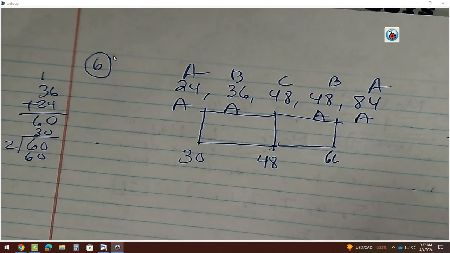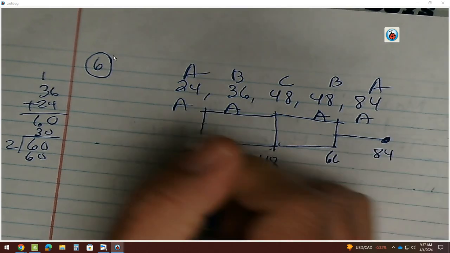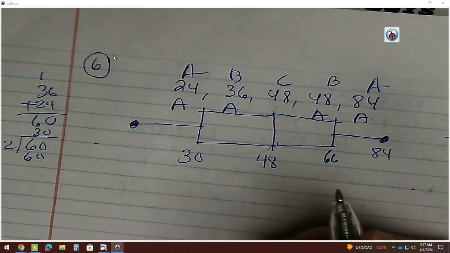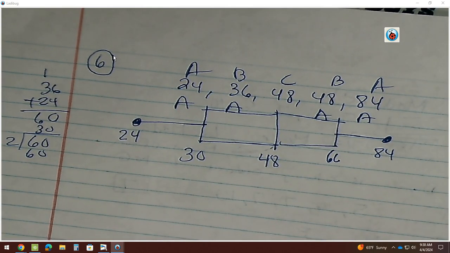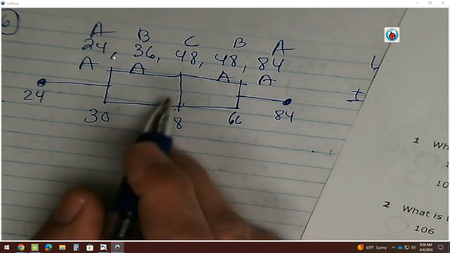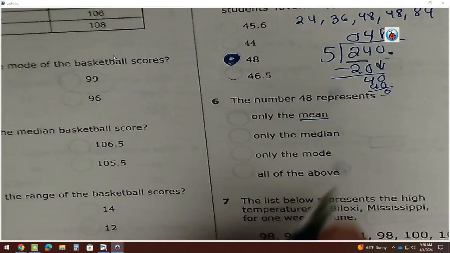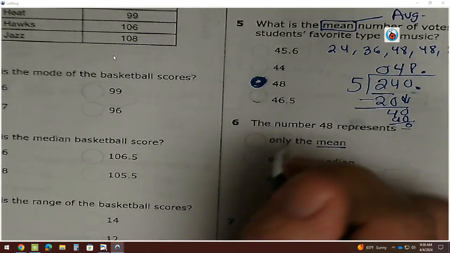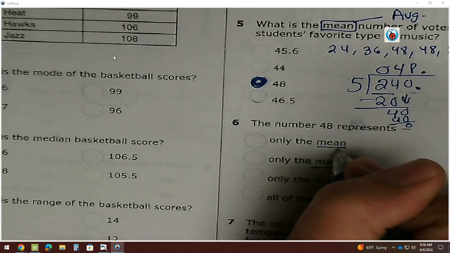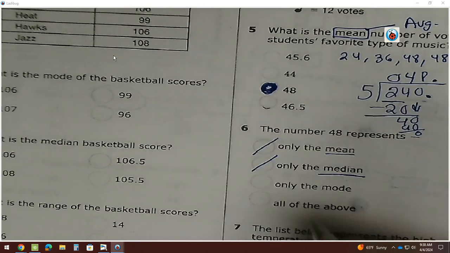What are we missing now? The whisker. So draw your whisker, and who's there? The upper extreme is 84. And the lower extreme is who? 24. Now that we have that, was the median 48? Did you just say yes or no? So let's underline and say, you know what? You're all for 48. So guess what? These 2 choices are bad because they're saying that it's only the mean. No, it's not only the mean. We have found out it's also the what? Median. So these 2 choices are bad.